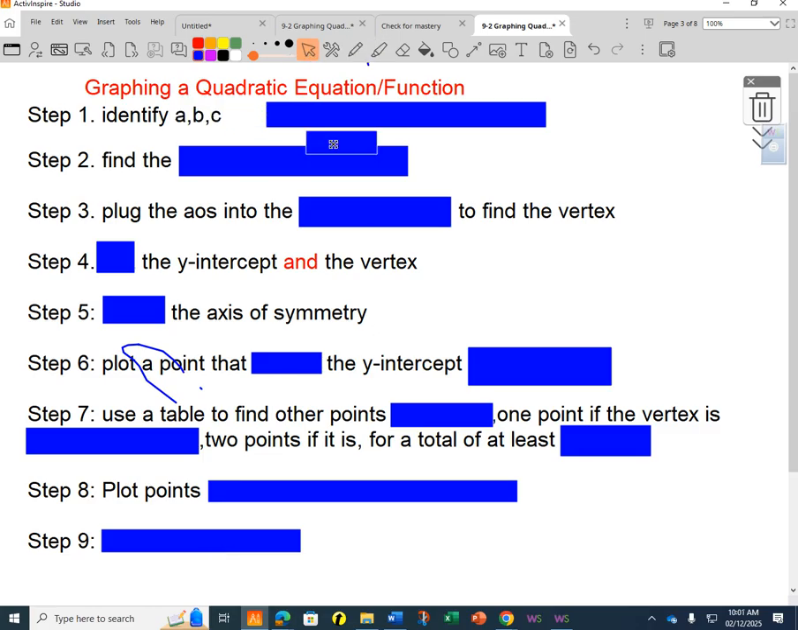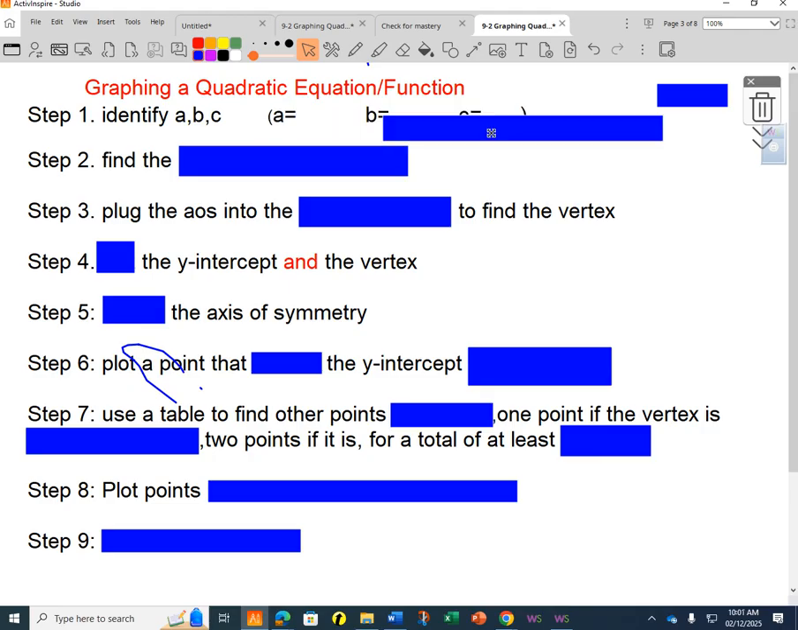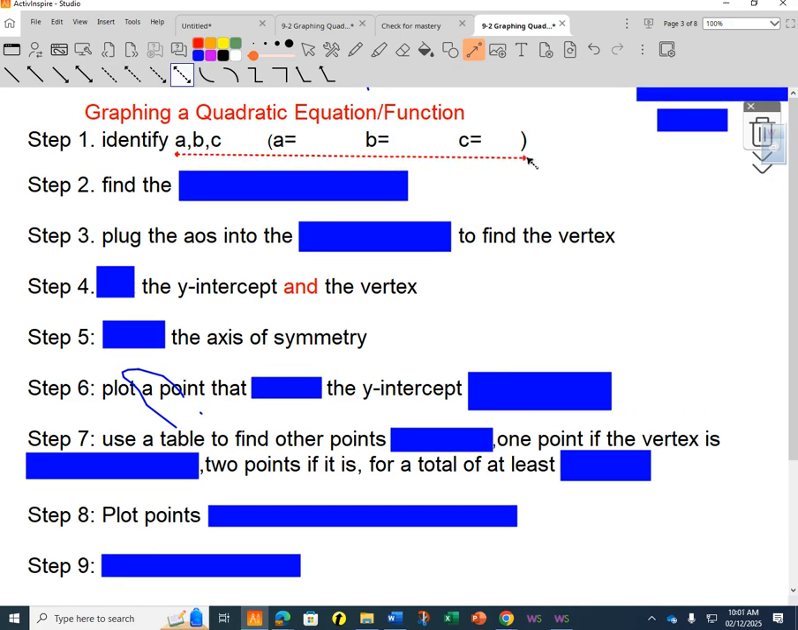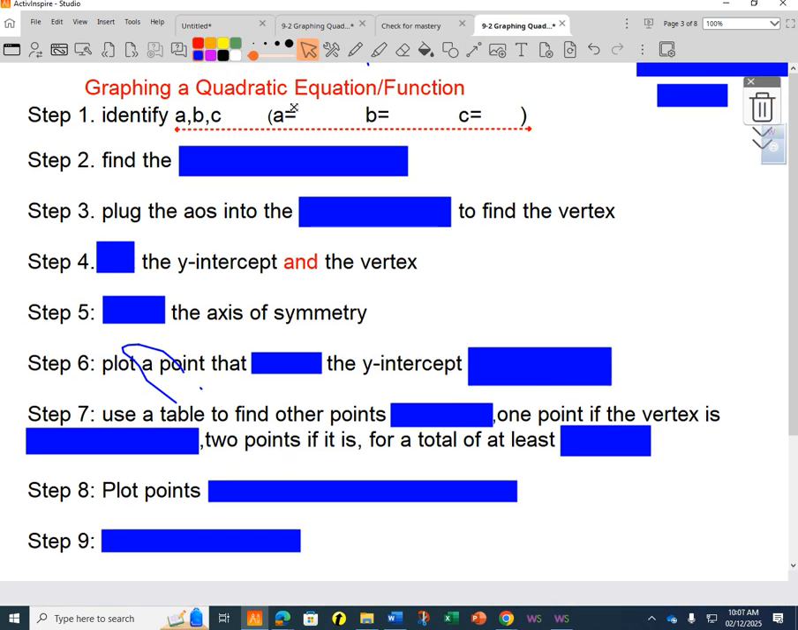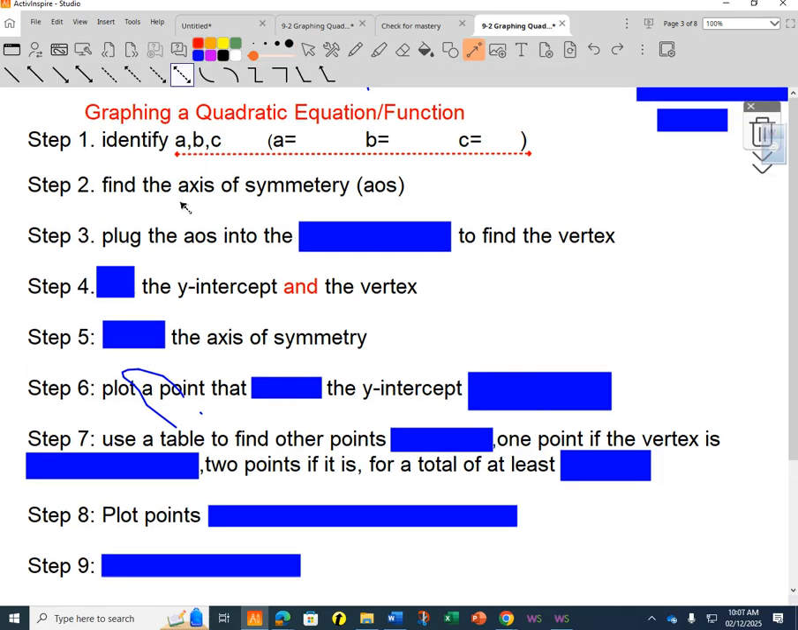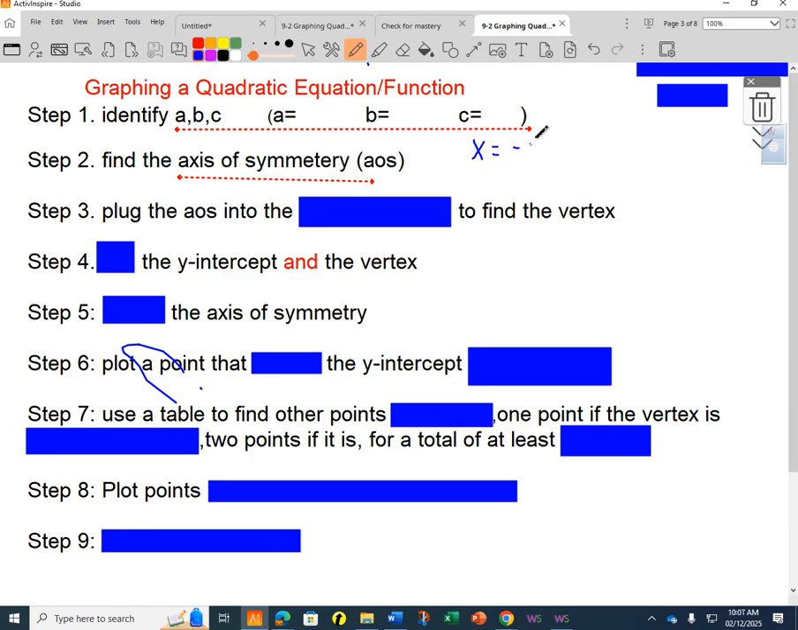So the first thing we're going to do is identify A, B, C, which means everybody needs to have A equals, B equals, C equals on their paper. The next thing we're going to do is find the axis of symmetry, which we just did. We're going to use that formula. Remember, it's important, so we keep writing it over and over. Then we're going to find the vertex by plugging the axis of symmetry into the original equation. We just did that.